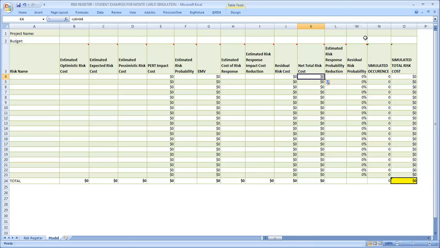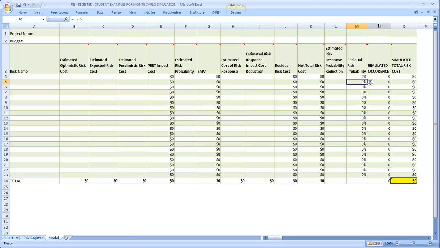So what are we left with? We are left with residual risk probability, which is the probability remaining after implementing a risk response that would mitigate probability, which is calculated simply by column F, our estimated risk probability value, which would be the original input, minus what we believe that particular risk response will reduce or mitigate the probability by. It's calculated for you automatically.